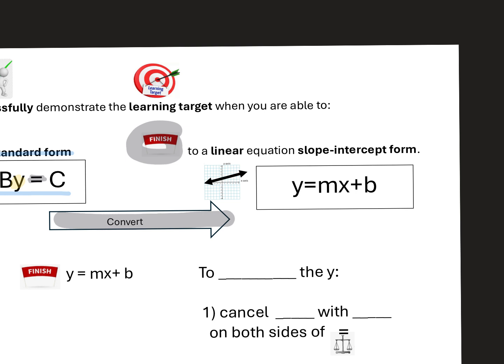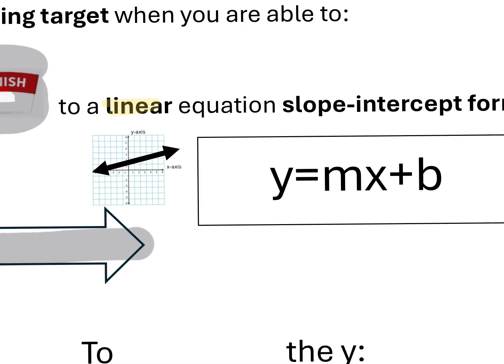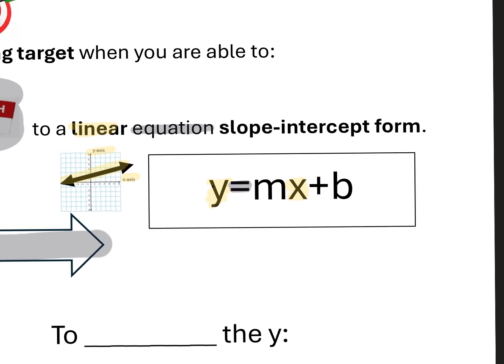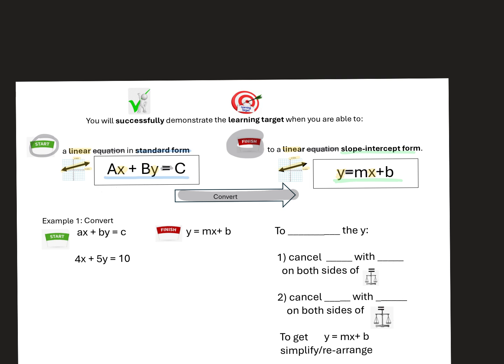So after we've converted, we're still going to have a linear equation, still going to make a line because it still has that x and that y, and it's of course still an equation, but it's in a different format, slope intercept form. So by the end of this video, hopefully you will be able to start off with an equation in standard form and convert it, just change it around so that it ends up in slope intercept form.